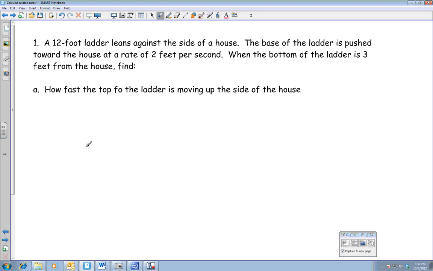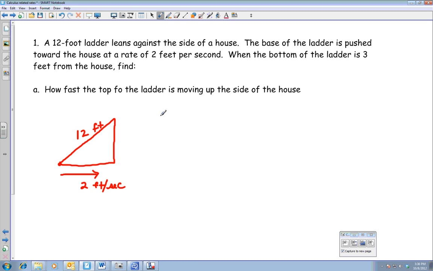So very first thing, part number 1 says, sketch and define. So I have a 12-foot ladder. Here's my ladder, and I know it's 12 feet. And it's leaning up against the side of a house. There's my house. Okay, it says the base of the ladder, so this right here, is being pushed toward the house at a rate of 2 feet per second. Then it says when the bottom of the ladder is 3 feet from the house, find how fast the top of the ladder is moving up the side of the house.